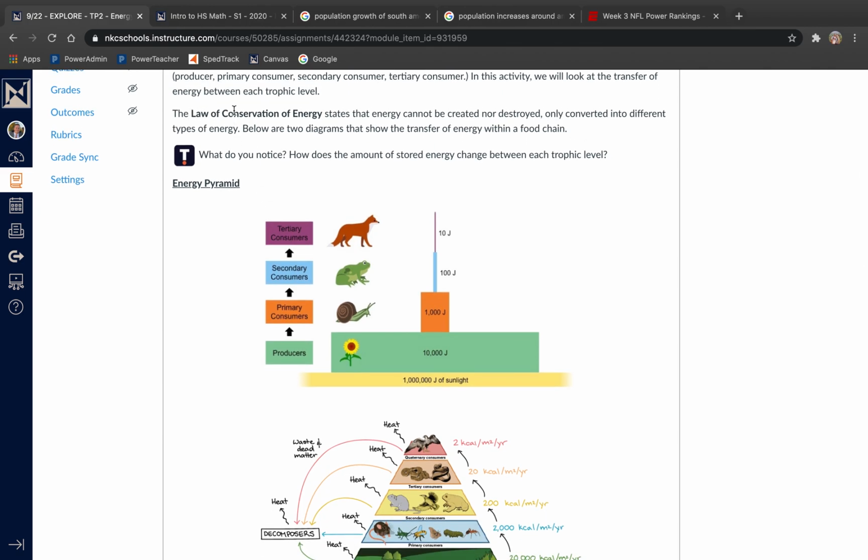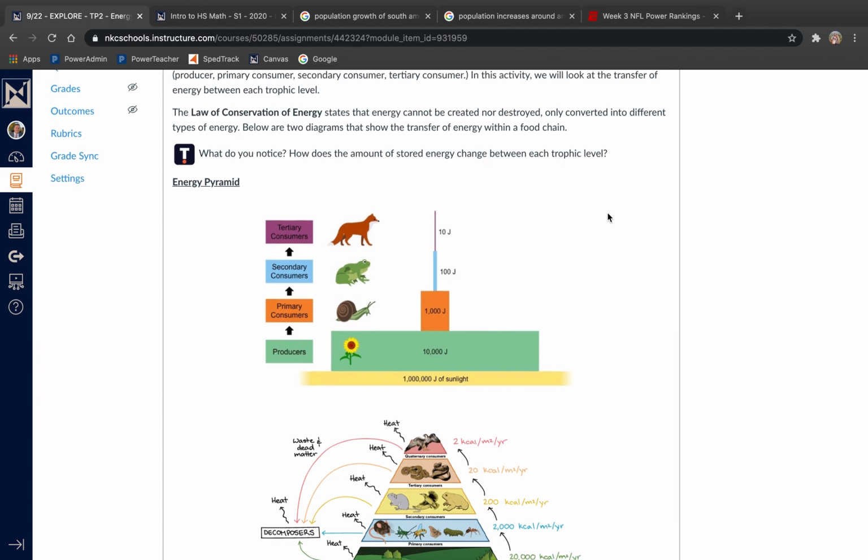The law of conservation of energy states that energy cannot be created nor destroyed, only converted into different types of energy. Below are two diagrams that show the transfer of energy within a food chain. What do you notice? How does the amount of stored energy change between each trophic level?